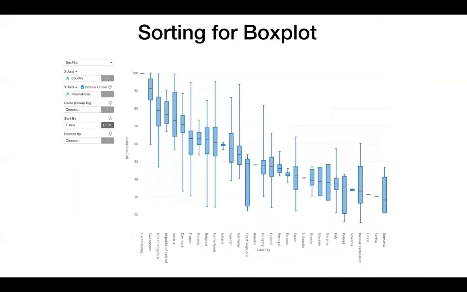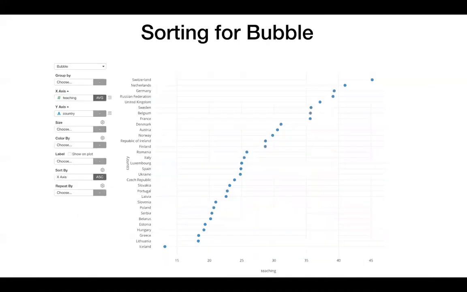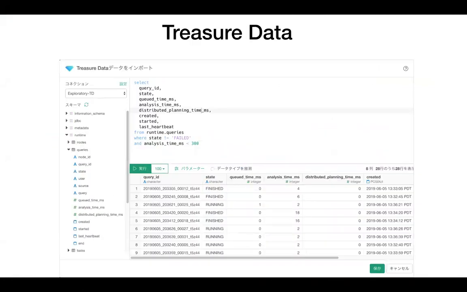So that's that. And then for Boxplot and bubble chart, now you can do the sorting based on the values and based on the aggregated values. So that's pretty cool. In Japan, I'm not sure about other countries, but in Japan, this thing called Treasure Data is pretty popular, so we added support in 5.2 as well.